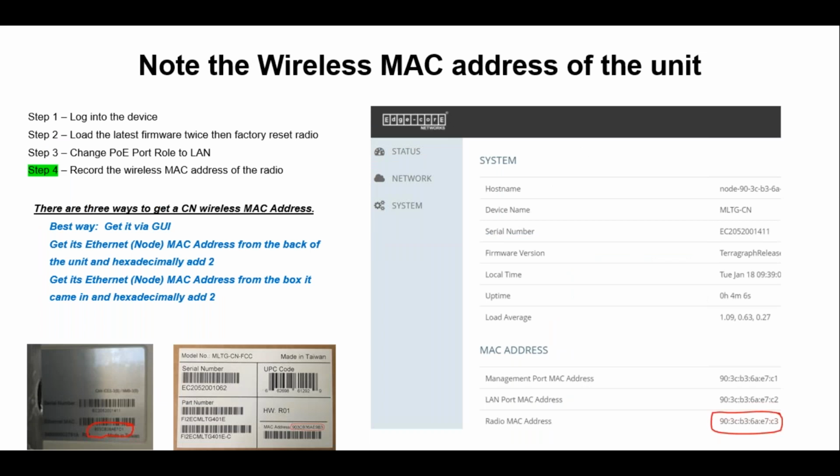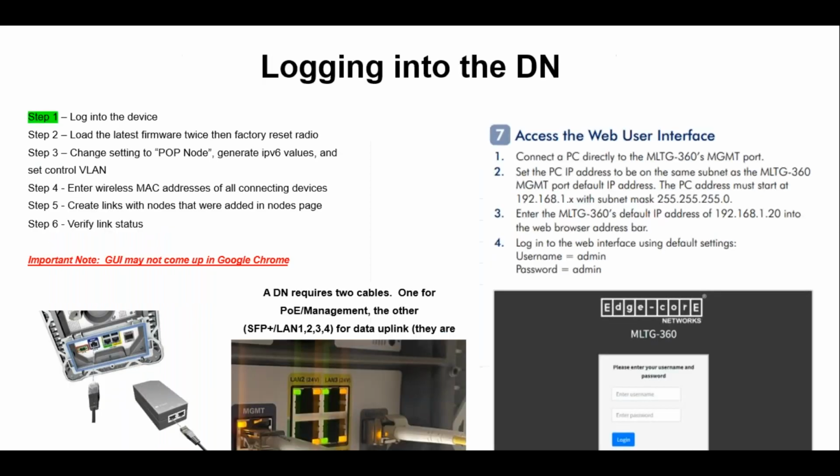Note the wireless MAC address. The wireless MAC address is how these units communicate, how they link up. So when you're in the UI loading new firmware, get the wireless MAC address. The node MAC address is less important. If you figure it out on the unit itself or on the box, that's the node MAC address, or the Ethernet MAC address. But the wireless one is just 2 hexadecimal characters further up, so that's another way to get it. But the easiest way is to get it while you're in the UI doing a firmware upgrade. Grab the wireless MAC address at that time. Copy it, paste it, so you don't get a typo.